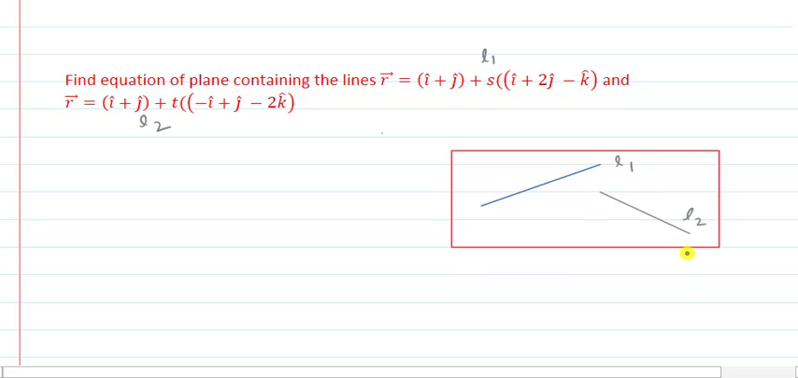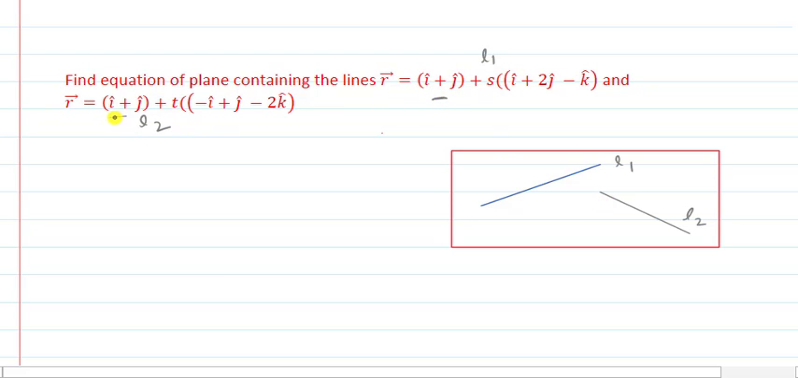So what will happen when the lines are lying in the plane? It means the passing points of the lines are also passing points of the plane. It means we are getting a passing point of the plane itself.